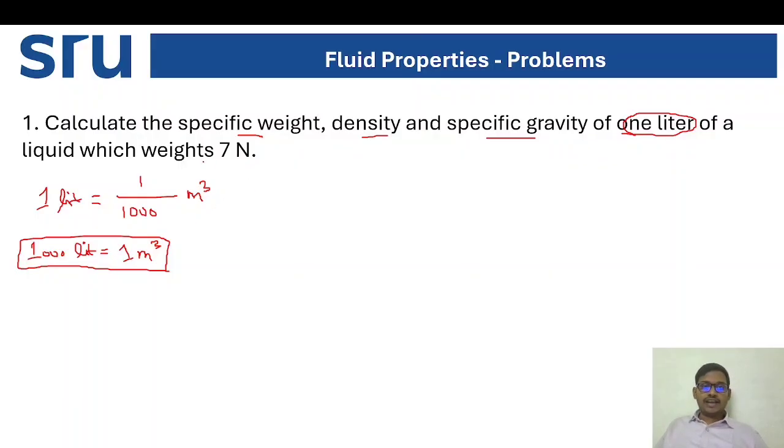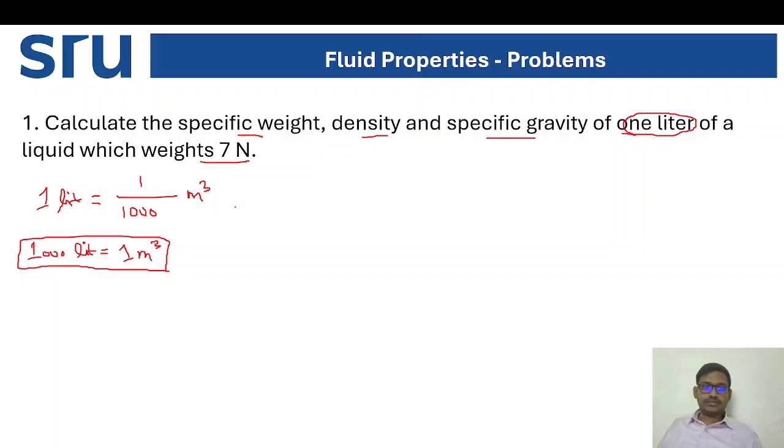And already weight they have given 7 newtons. So two inputs they have given. One is in terms of liters, that is 1 liter equal to 1 by 1000 meter cube. And another one is 7 newtons. Now they have asked us to find three things: specific weight, density and specific gravity. Agree? Now let us try to find each and everything because we already remember the formulas.